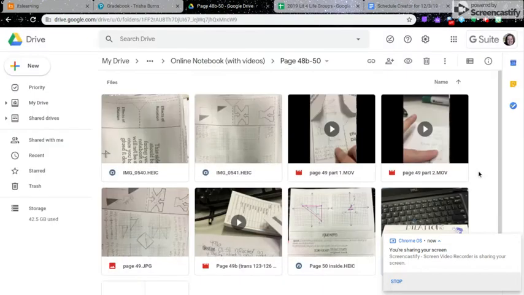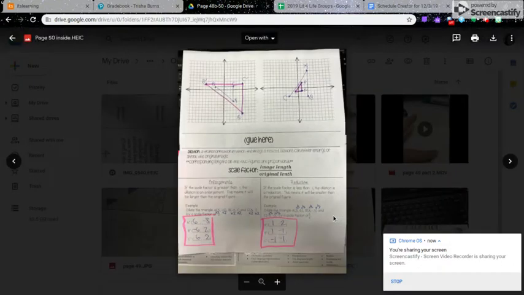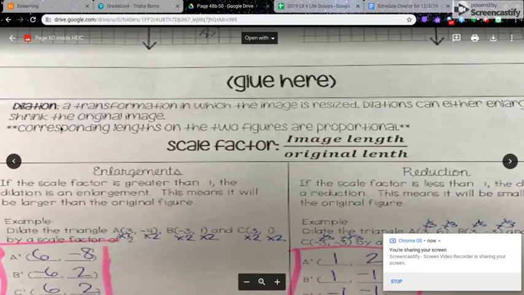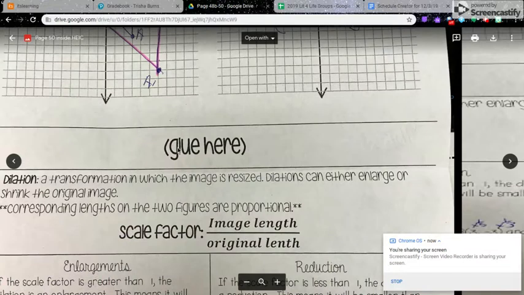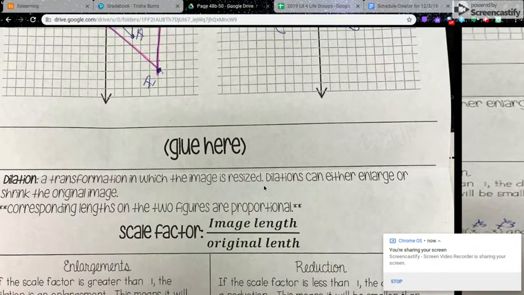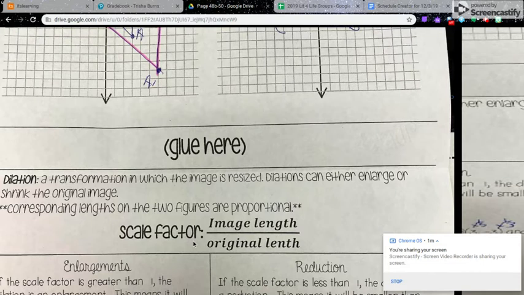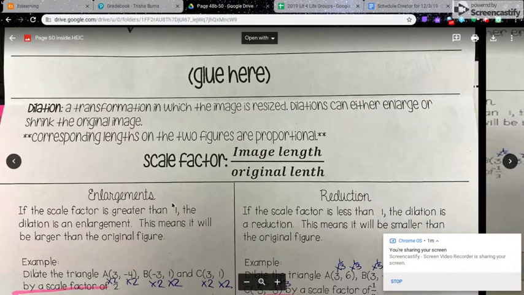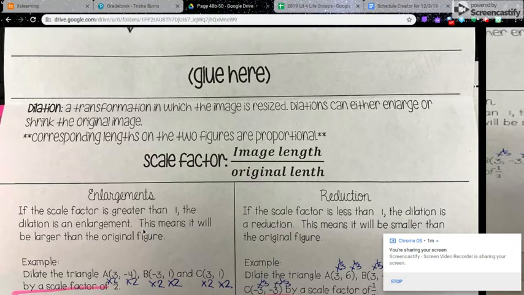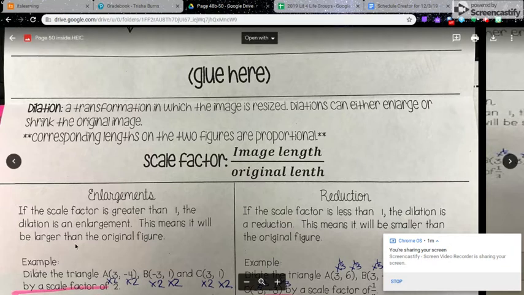So let's open it and look at the inside. It says a dilation is a transformation in which the image is resized. Dilations can either enlarge or shrink the original image. The corresponding lengths of the two figures are proportional, so we will talk more about that later. So in the first example, we have an enlargement. It says if the scale factor is greater than 1, the dilation is an enlargement. This means it'll be larger than the original figure.